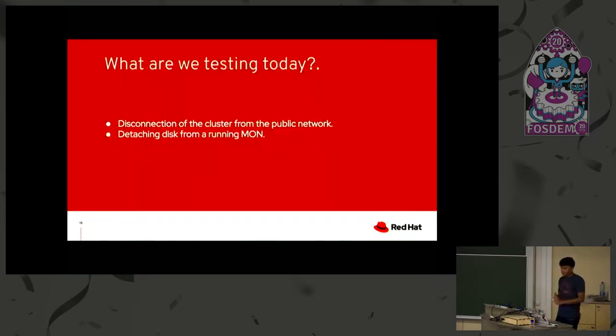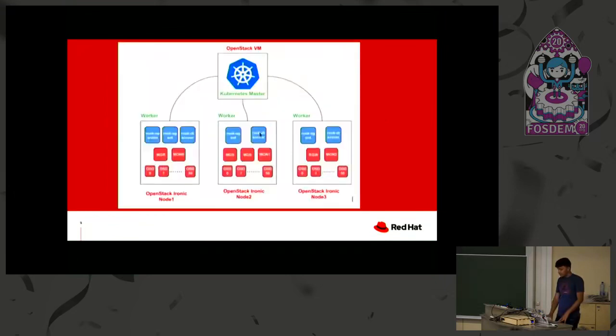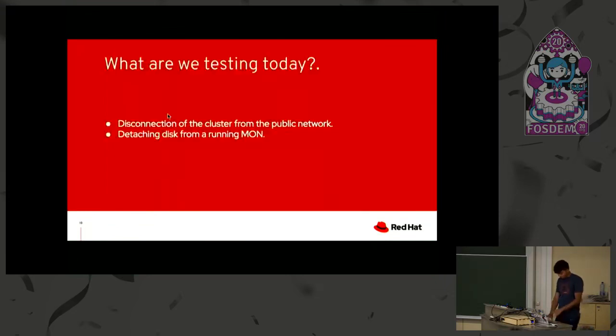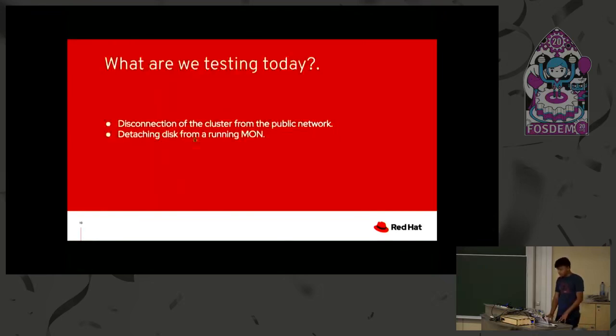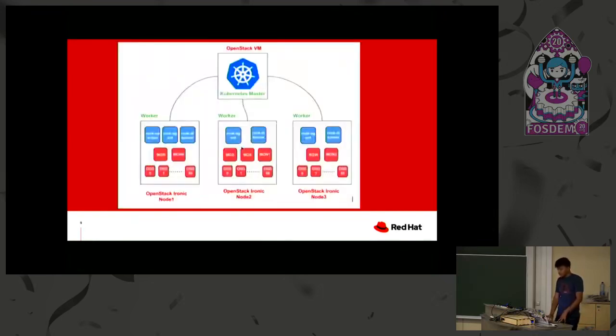So what are we testing today? We are going to test the disconnection of the cluster from the public network. Again, we are going to disconnect one cluster from the public network, and second is detaching the disks from a running mon. As I told you, these are the monitors, and there is a disk attached to it where this monitor runs. So we are going to detach that and see the outcome.